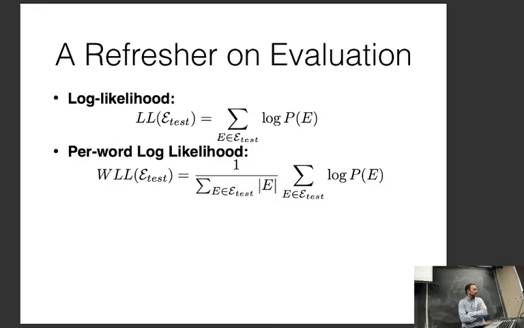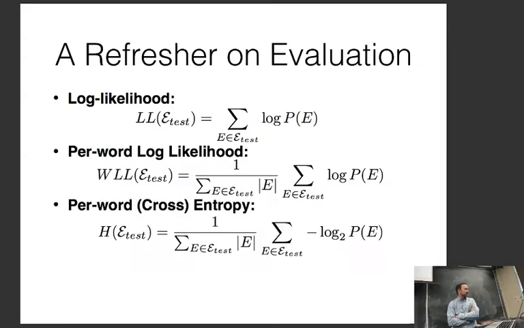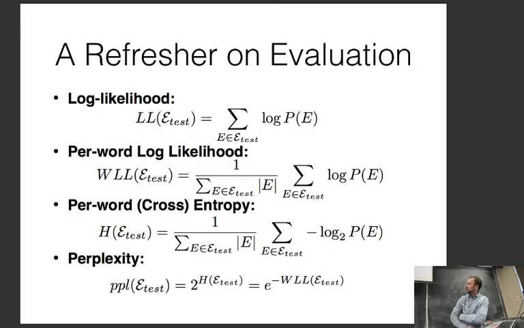Another thing we evaluate is per word log likelihood. So we have the length of the test corpus, and we divide this log likelihood by the test corpus length. And then we might have something like per word cross entropy, where we further take the negative of the log, and often when we're measuring entropy, we use base 2 to calculate the bits of entropy. And then we might also have something like perplexity, where we exponentiate this.